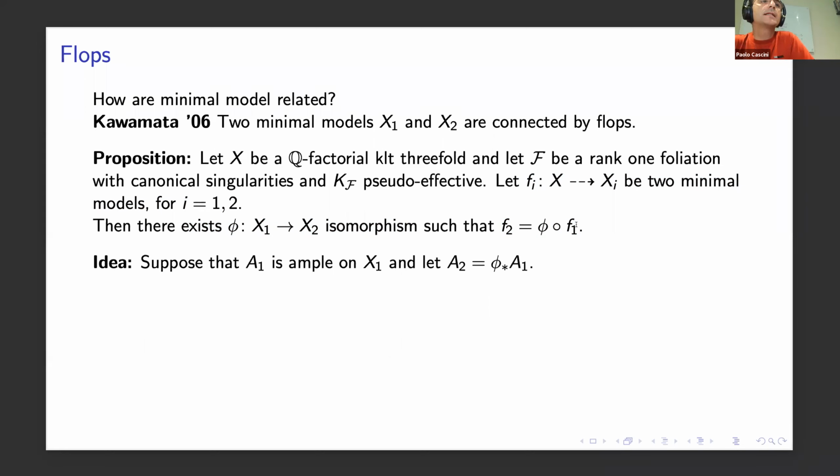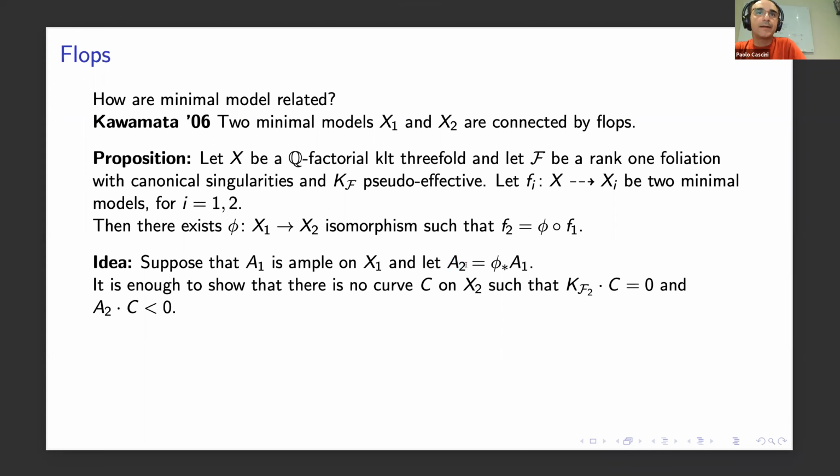So very briefly, let's suppose that A1 is an ample divisor on X1. Let's take the strict transform of A1 on X2. What does it mean that they're isomorphic? It's exactly the same as saying that A2 is ample. Why? Because if we take the Proj of A2, it coincides with the Proj of A1, and so it turns out to be isomorphic. So it's enough to show that there is no curve C on X2 which satisfies these two properties: K_F2, the canonical divisor of F2, where F2 is the foliation induced on X2, is equal to 0 on this curve, and A2 times C is less than 0.